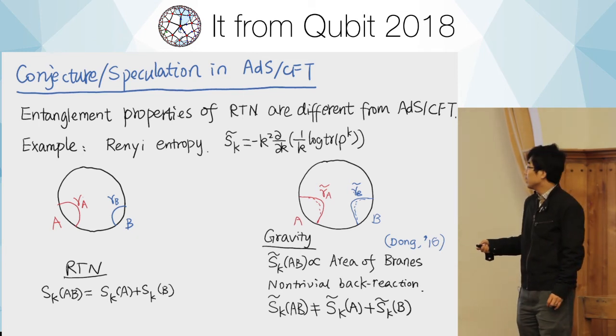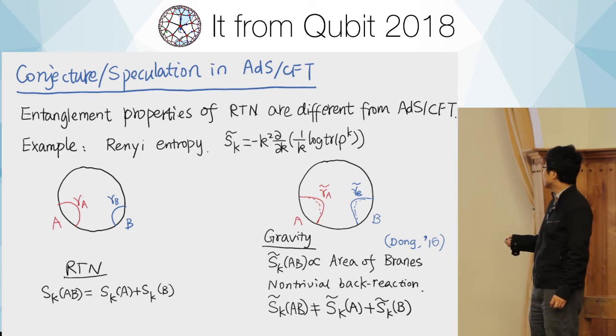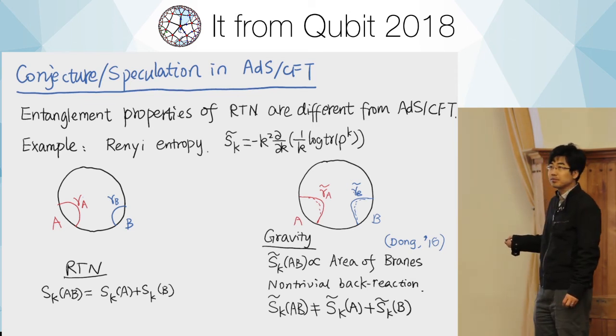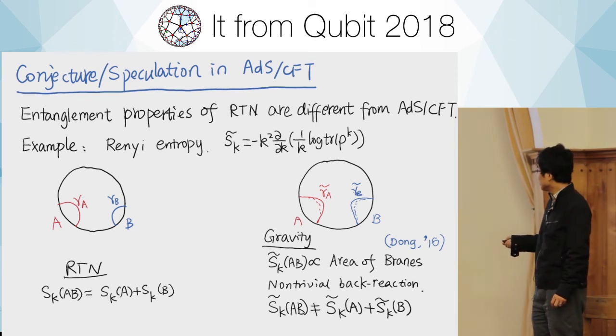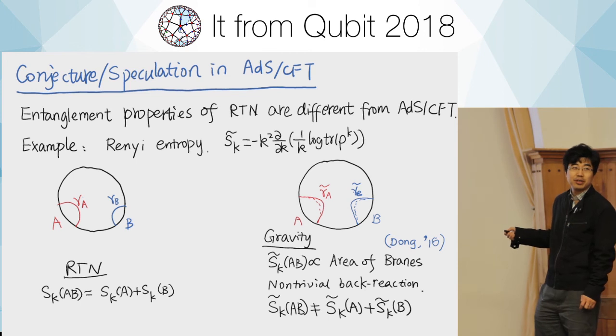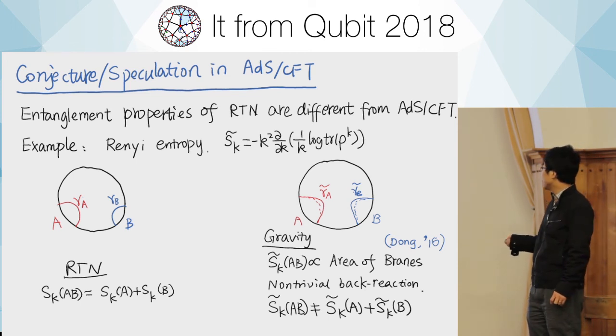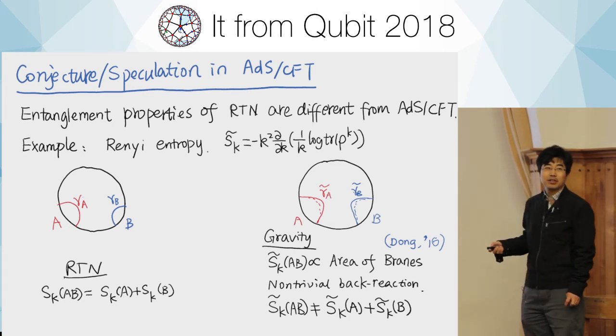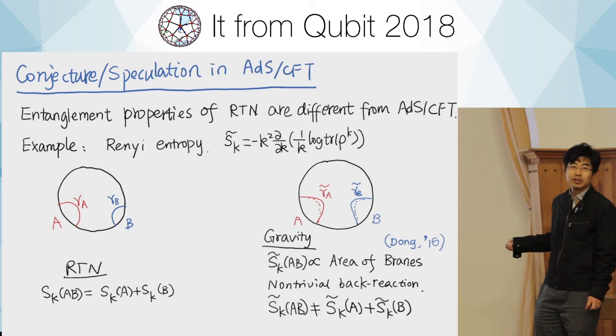And in the gravity case, according to this work of Xidong, his proposal is if you don't look at Renyi but look at some related quantity, which is a derivative of Renyi in some sense, that thing is proportional to the area of a brane. But when you solve the problem with some branes here, then the branes interact with each other, so there is a non-trivial mutual information in the Renyi.